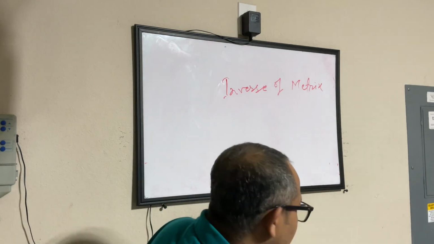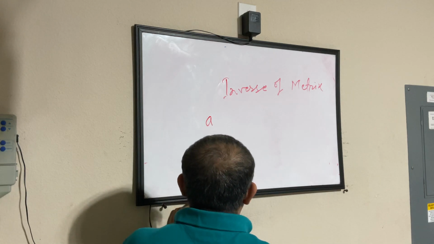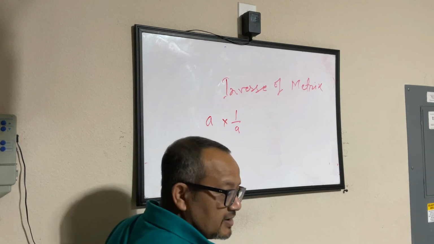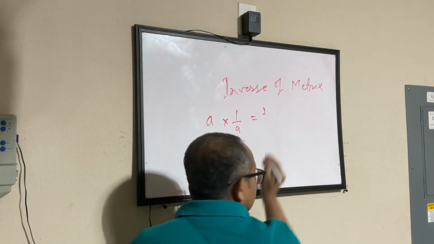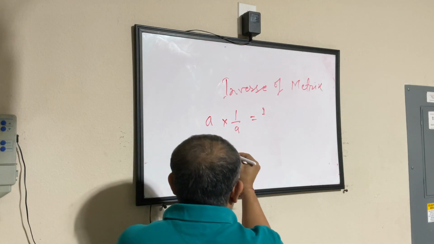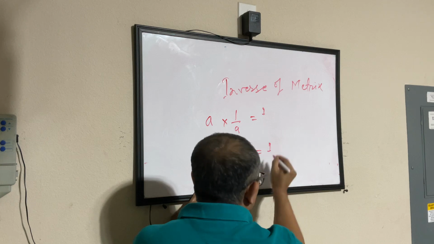Now let's relate to the concept. If I talk about A and inverse of A, and I multiply them, what do I get? 1. X and inverse of X, if I multiply them, what do I get? 1.